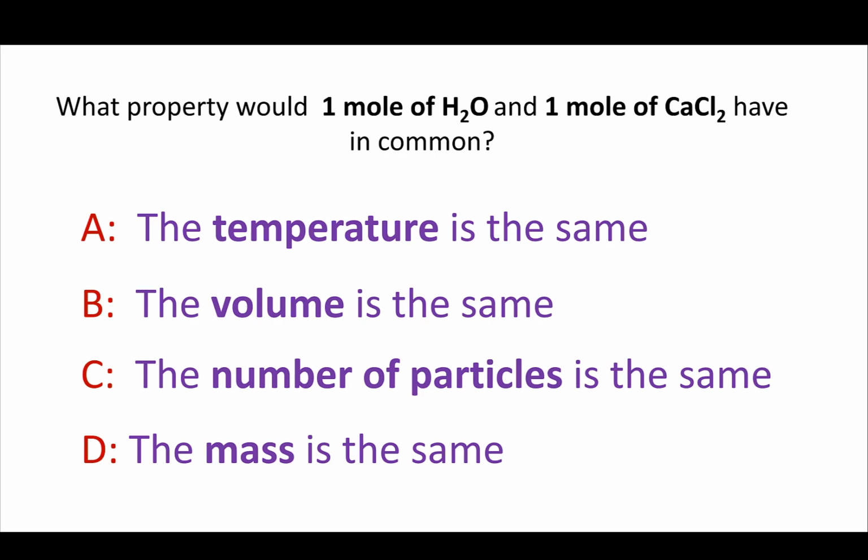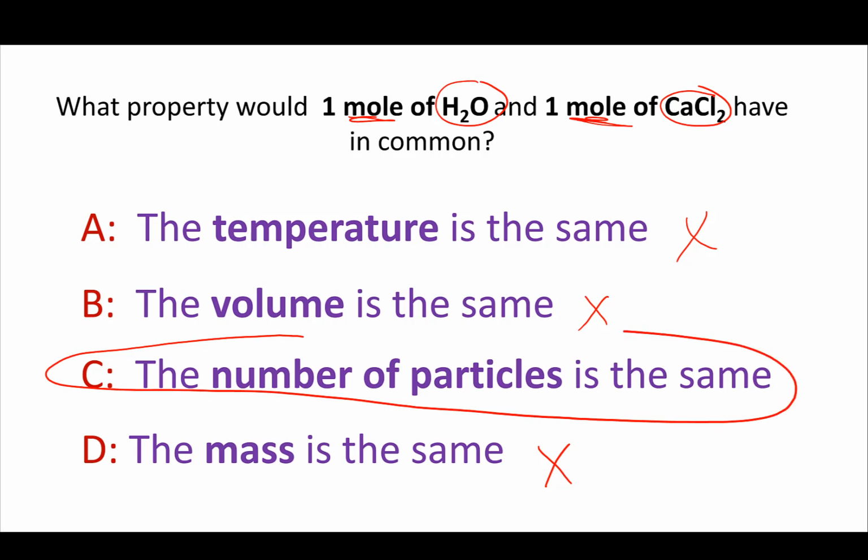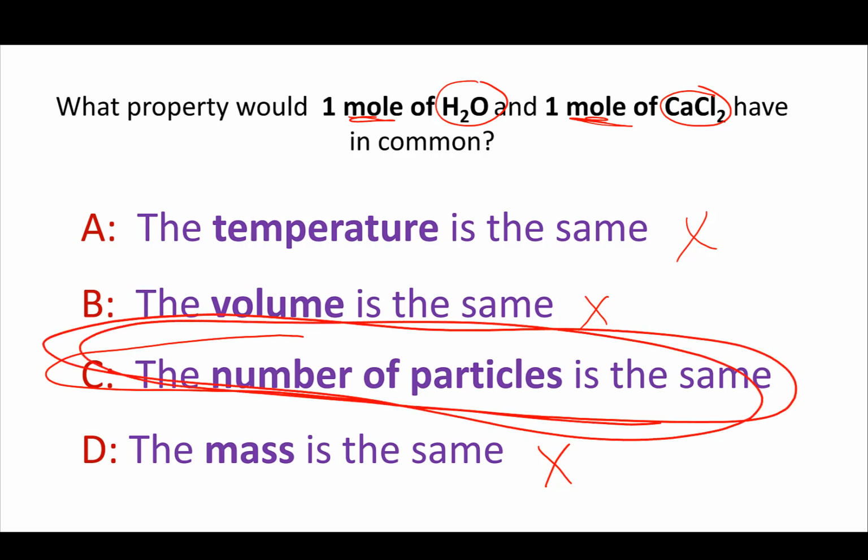What property would 1 mole of H2O and 1 mole of CaCl2 have in common? So you have 1 mole of this chemical and 1 mole of that chemical. What would they have in common? Would they have the same temperature, the same volume, the same number of particles, or the same mass? Well, we just said that mole is a measurement of number. So if you have 1 mole of each of them, you will have the same number of them. They're going to weigh different amounts. They're going to be maybe different temperatures, I don't know. They may have different sizes, which is the volume, but the number of particles will be the same because 1 mole is always 602 billion trillion. So this is the answer. What number of particles is the same?